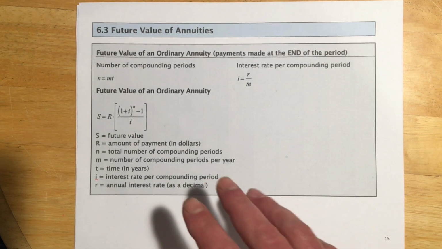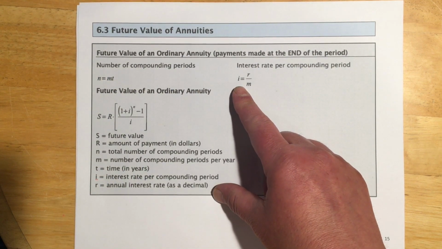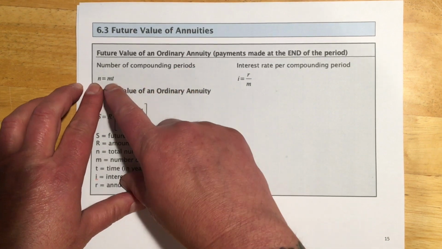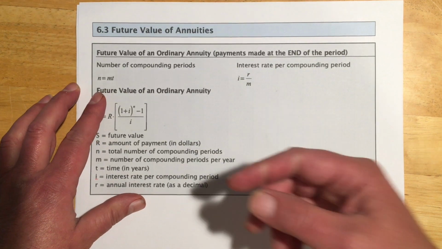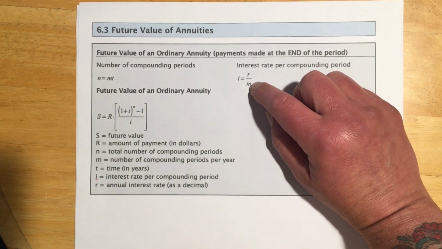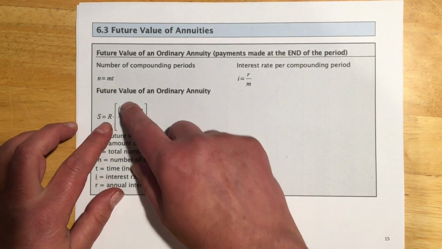In terms of our formulas, we have the N and the I that we saw in the previous section. So remember, N is the total number of compounding periods, so it's the compounding periods times time. And I is the interest rate per compounding period, so it's the rate divided by the number of compounding periods per year. Those are going to show up in these formulas pretty much from here on out.